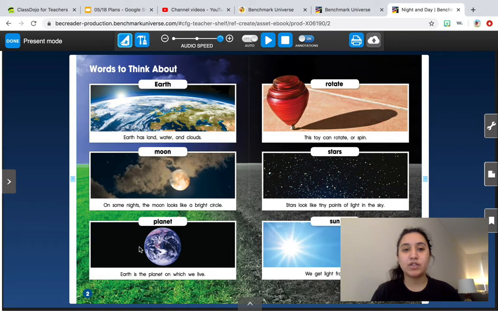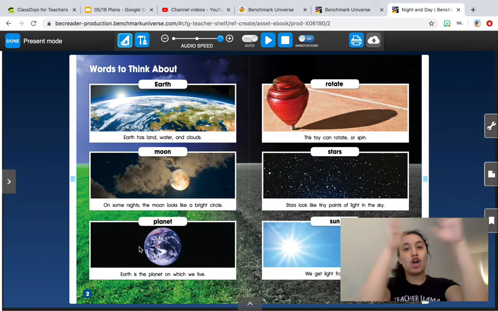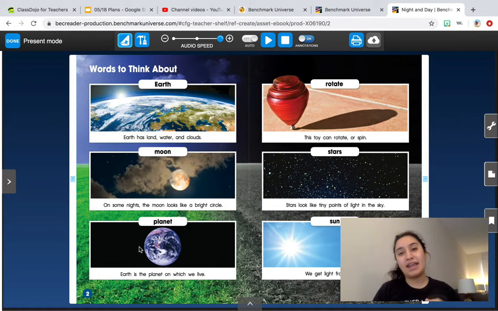Words to think about. The first word is Earth. Earth is a great, beautiful planet, and it is our planet. Whenever we write out the word Earth, because it's a planet, we always do it with an uppercase E. Moon. We know our beautiful moon, and that is Earth's moon. We already talked about the moon many, many times.